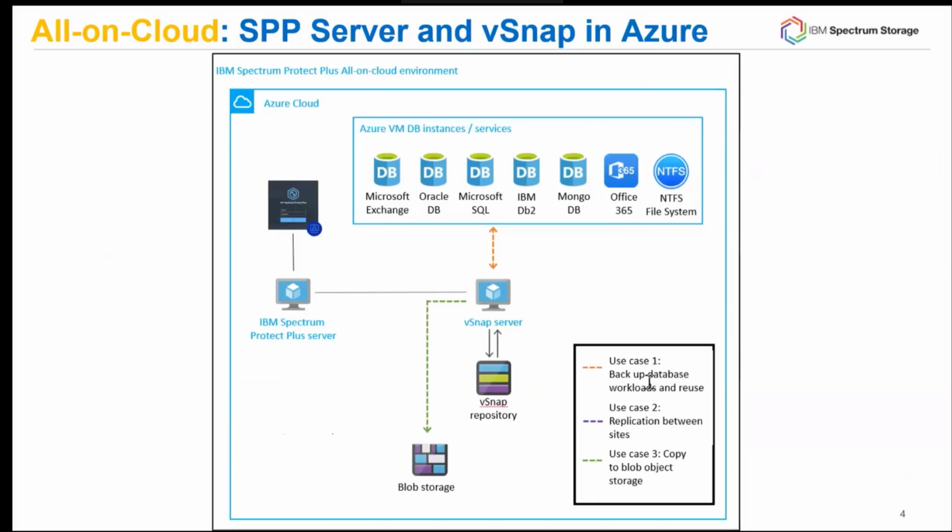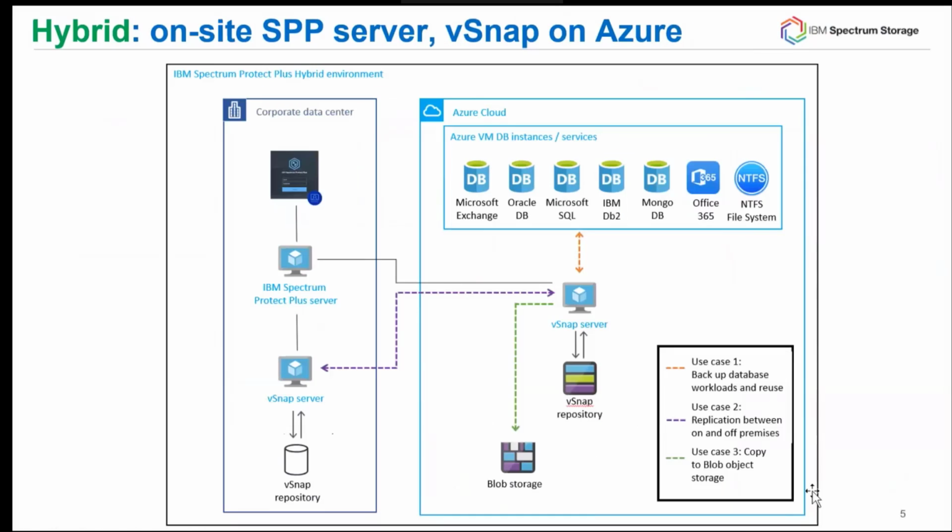And all on cloud typically means that you have a SPP server in Azure, you have a vSnap server in Azure, and then you have all of these databases in Azure, which you could just back up to this vSnap server, and everything stays in Azure.